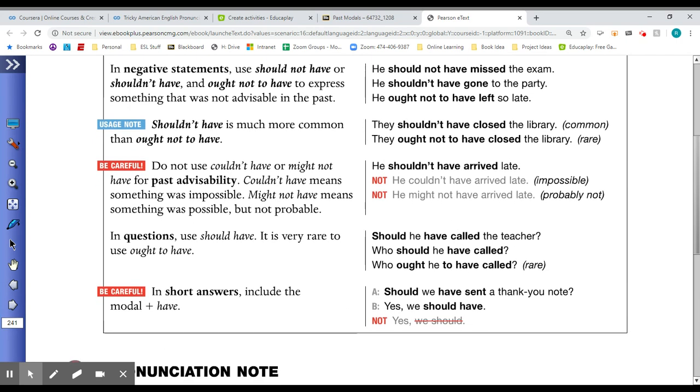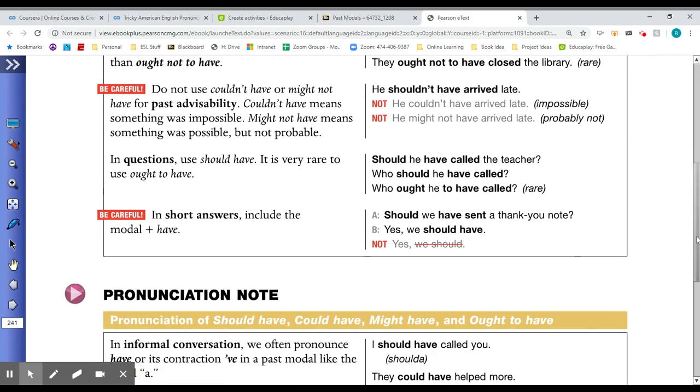In questions, use should have, not ought to have. Should he have called her? Be careful, and short answers include the modal plus have. You can pause this video if you need to look at these examples longer.